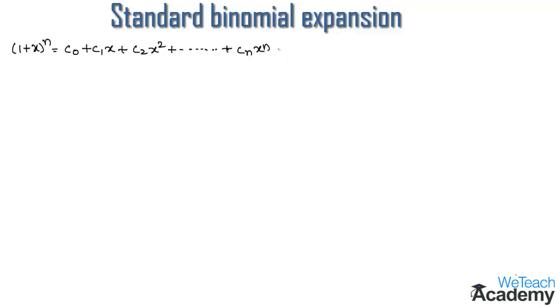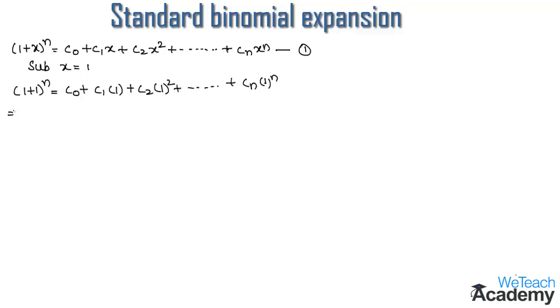So first let us consider this as equation 1, and now let us substitute x is equal to 1 in equation 1. So we get here (1 + 1)^n is equal to c0 + c1 into 1 + c2 into 1² + so on + cn into 1^n. That implies we get here c0 + c1 + c2 + so on + cn is equal to (1 + 1)^n, which would come as 2^n. Now let us consider this as equation 2.